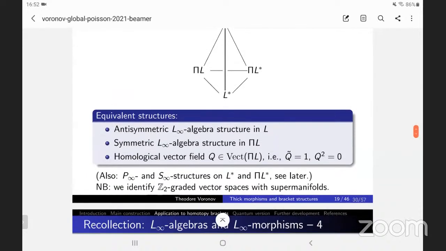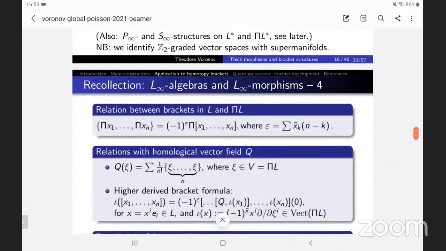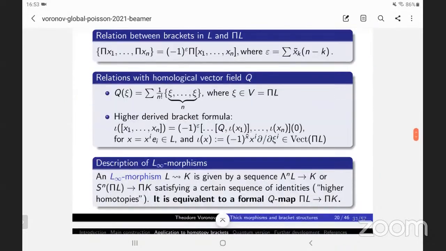Note that we identify Z2 graded vector spaces with supermanifolds. They are not exactly the same thing, but from a Z2 graded vector space, one can produce a corresponding linear supermanifold. Now, you see here the exact relation between brackets and a vector field. A vector field, roughly speaking, is a generating function for the brackets.